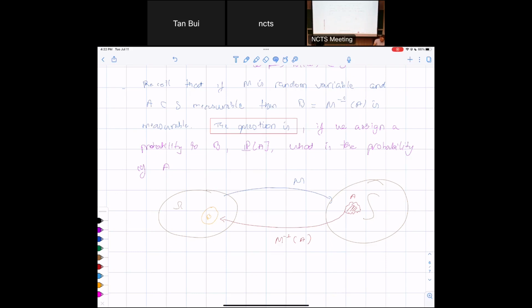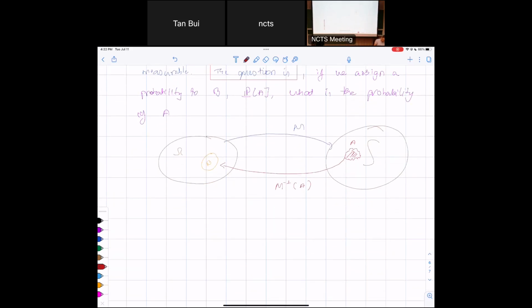So what is P of A? And that's actually a natural thing, right? This is a push forward measure. This is the definition. And then the natural answer is what? What do you think we should define P of A to be?